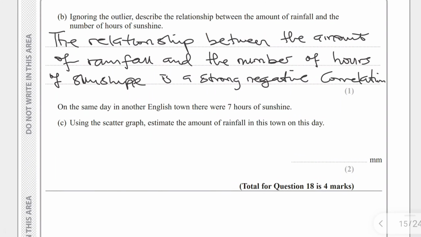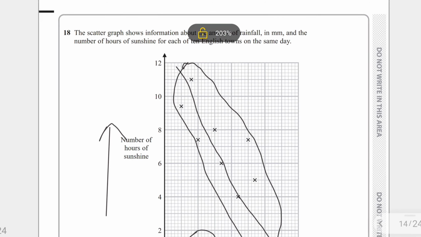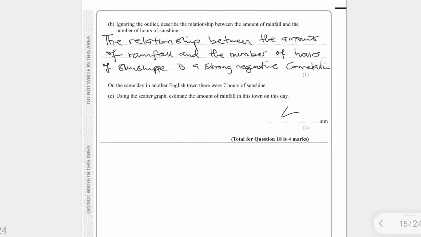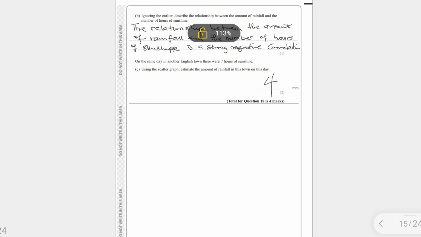On the same day, in another English town, there were 7 hours of sunshine. Using the scatter graph, estimate the amount of rainfall in this town this day. 7 hours of sunshine should be somewhere around here. Should be roughly 4 hours of rainfall. So that should be 4 millimeters of rainfall.